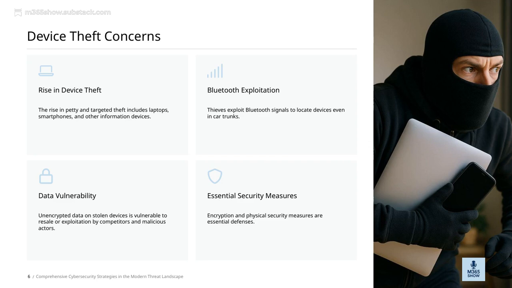Another interesting point is how thieves exploit Bluetooth signals to locate devices, even when they're hidden in places like car trunks. This highlights the importance of understanding and managing Bluetooth security to prevent such exploitation. Finally, we're seeing a rise in petty and targeted thefts, laptops, smartphones, and other information devices. These thefts are increasing and pose a real threat to both individuals and organizations. Overall, staying vigilant and implementing layered security measures is vital in protecting our assets in this evolving landscape.